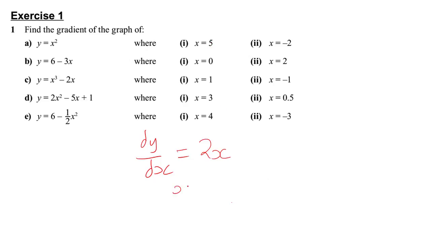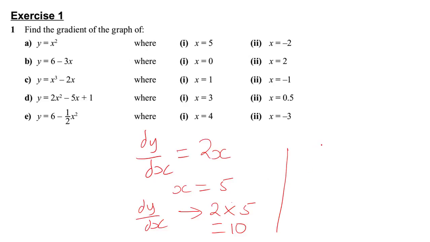So we now say that when x is 5, the gradient becomes 2 times 5, which is going to be 10. Okay. So when x is 5, the gradient dy dx is going to be 2 times 5, because x is 5, equals 10.